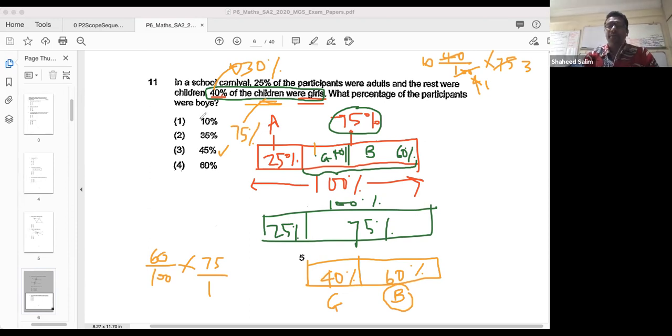No, that is wrong, because I do the method 100 minus 40 minus 25. That one is the wrong method. Why is it wrong? Okay, now you got to understand. Now here, you look at this one now.